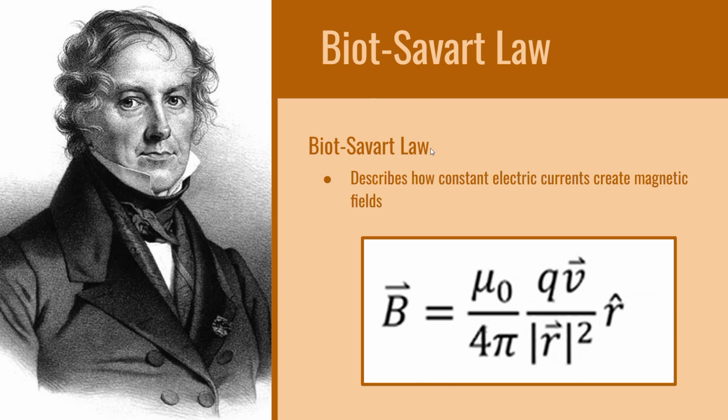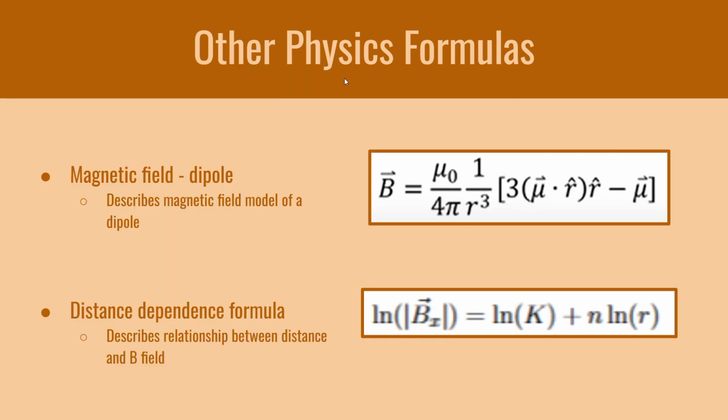So to recognize some physics principles at work here, we have, most importantly, I'd say the Biot-Savart law, which is right here, and it describes how constant electric currents create magnetic fields. It gives the relationships for that. And two other ones that were important for this lab. Sorry, this picture is a little bit blurry, but we have the magnetic field represented through a dipole formation, right? It's the model created by dipole style. And then the distance dependence formula, which is specific to this lab. That's why it was particularly important. It describes the relationship between distance and B field.